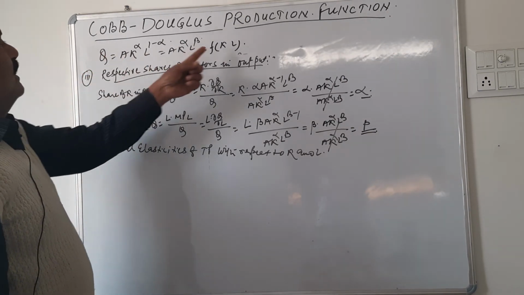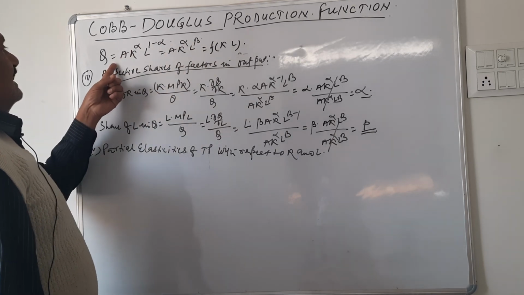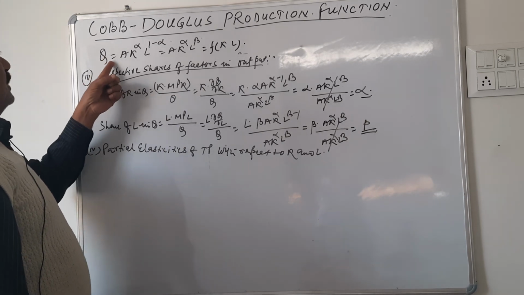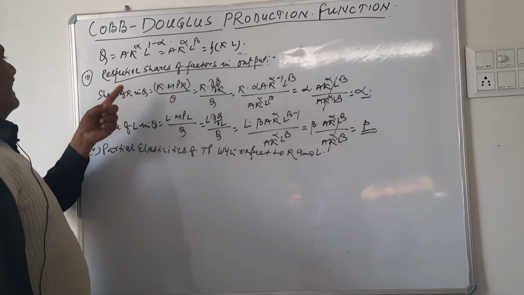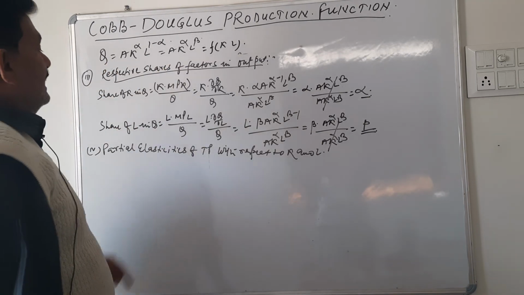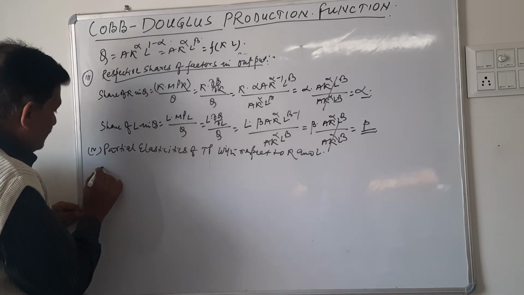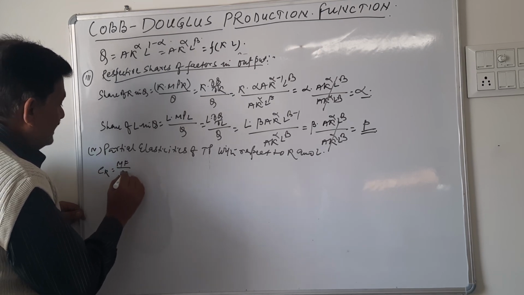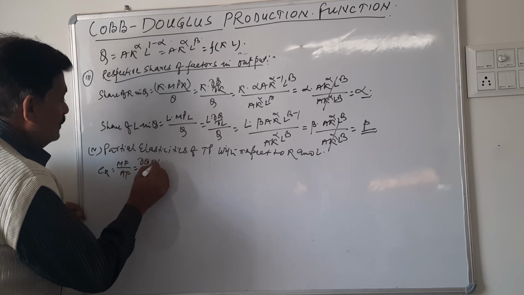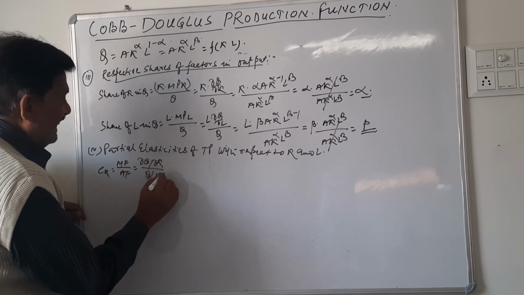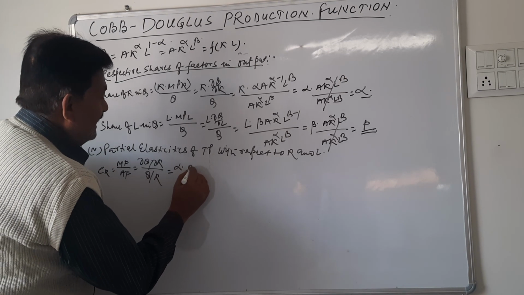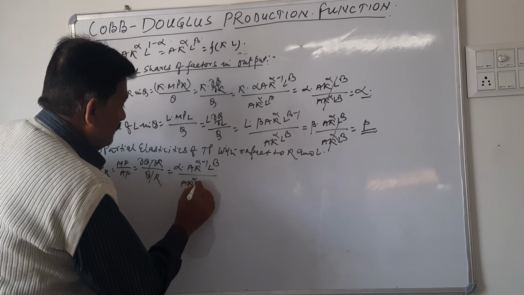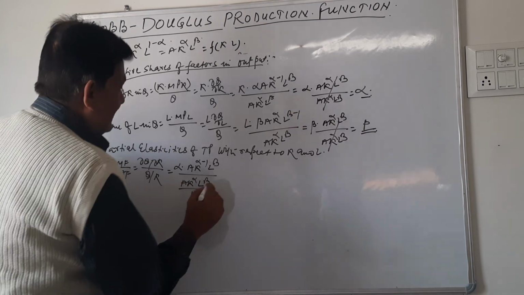Now number 4. Q is a function of K and L. So Q will have its elasticity with respect to capital and labor. When we calculate the elasticity of Q with respect to K, that will be capital elasticity, and with respect to L, that will be labor elasticity. So capital elasticity is the marginal function by the average function, delta Q by delta K over Q by K, that is alpha A K to the power alpha minus 1 L to the power beta, over A K to the power alpha L to the power beta divided by K.